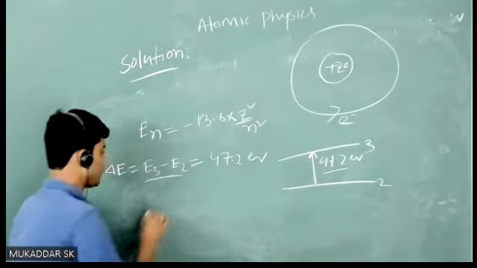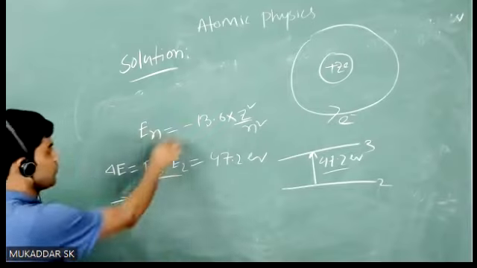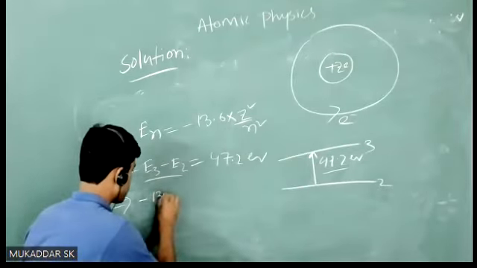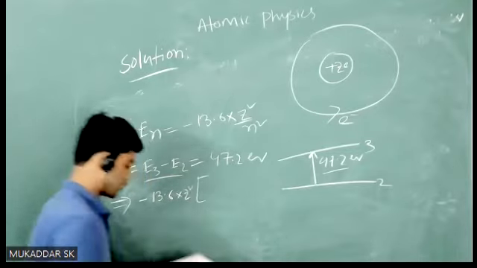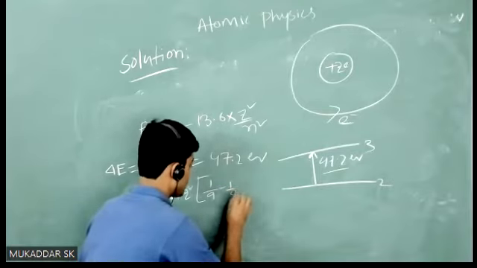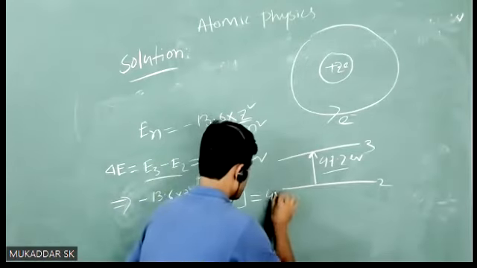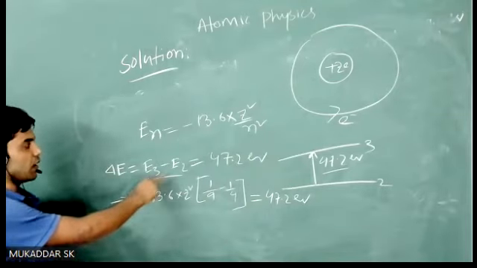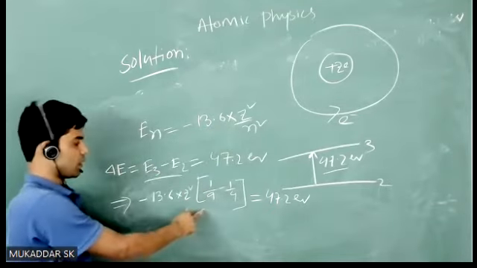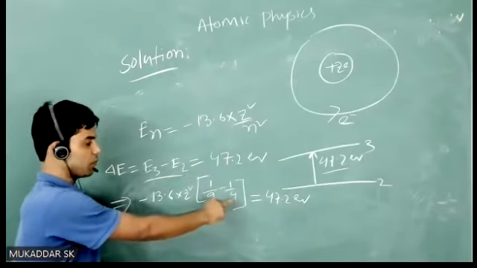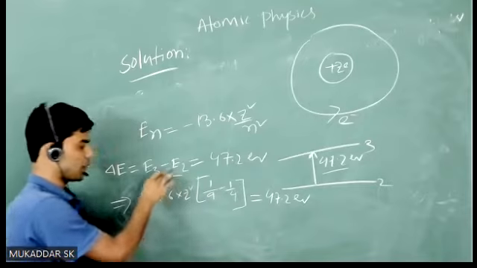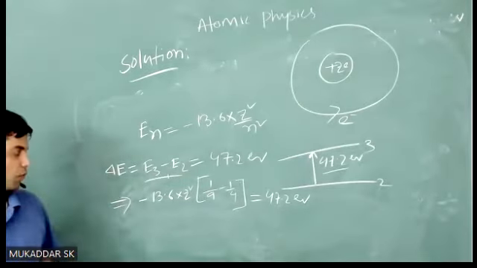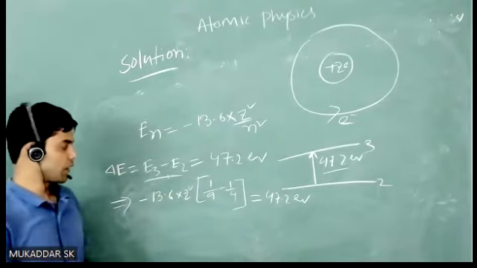Okay. Now can you calculate E3 minus E2? If you substitute n equals 3 and n equals 2, you will get that difference. You will get minus 13.6 into Z squared into (1 by 9 minus 1 by 4), and that is nothing but 47.2 electron volt. Is there any doubt? First you have minus 13.6 Z squared divided by 9, then for n equals 2 you get 4, and I have taken minus 13.6 Z squared common. So now in this equation the only unknown quantity is Z.